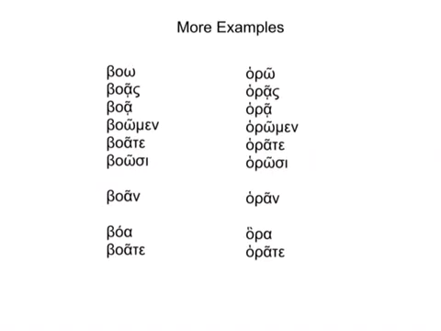Here are some other examples of alpha contract verbs. So we have boao, which would normally be the first principal part, but it just becomes boo, boas, boa, boomen, boate, boosi, boan, boa, and boate. There's a little bit of a mistake here because there should be a circumflex, a long accent over this omega here. And then for horao, which means to see, we have horo, horas, hora, horomen, horate, horosi, horan, hora, and horate.